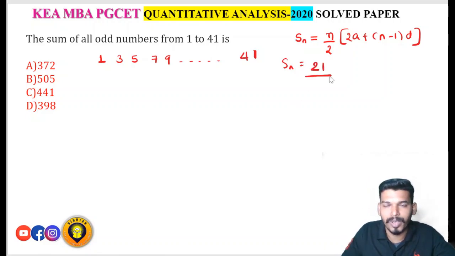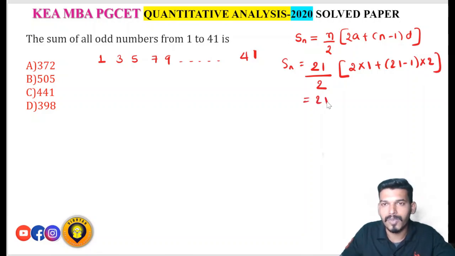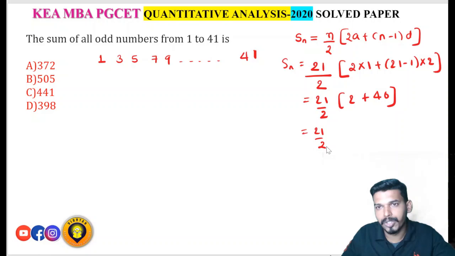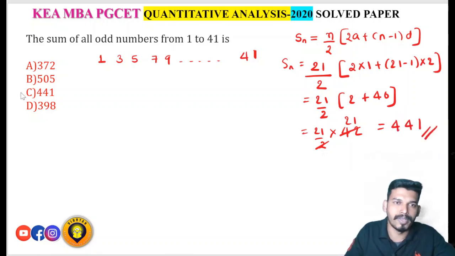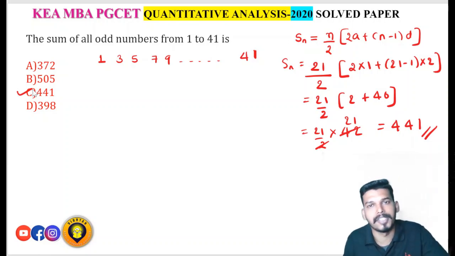What is the n value? 21. So 21 by 2 into 2a, the a value is 1, plus 21 minus 1, the common difference is 2. So this is equal to 21 by 2, 2 plus 21 minus 1 is 20, 22 plus 20 is 42. So that is 21 by 2 into 42. So 2 ones are 2, 21 into 21, which is 441. 21 square, that is 441. So option C is the answer. Option C is the right answer.